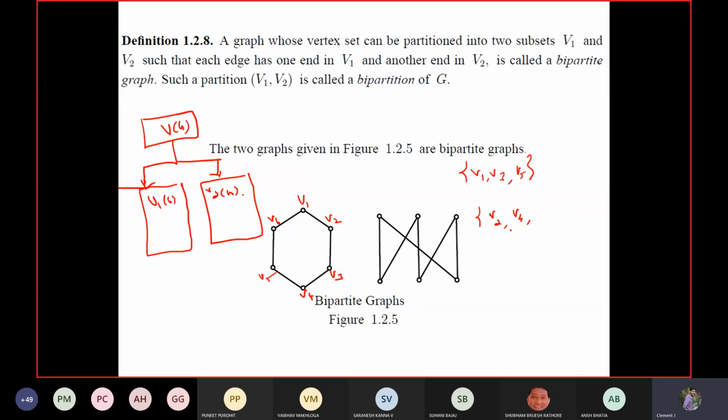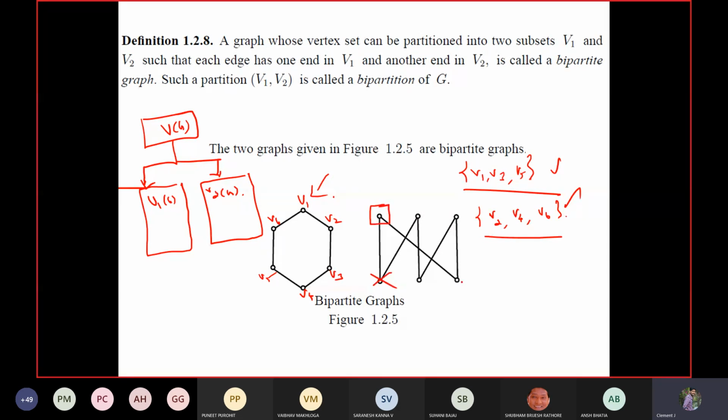V6. So here I can confirm that since it is split into two vertex sets, I am allowed to split by applying the condition: one end in one subset, the other end in another subset. If it follows that condition, then I can confirm the given graph is called a bipartite graph. Okay, so by the way, I can consider this is the first set, this is the second set.